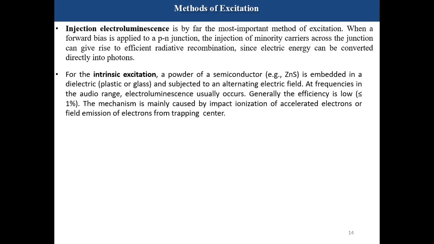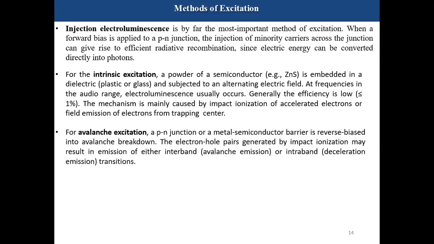For intrinsic excitation, a powder of a semiconductor like zinc sulfide is embedded in a dielectric, like plastic or glass, and subjected to an alternating electric field at frequencies in the audio range. Electroluminescence usually occurs. Generally the efficiency is low in this kind of mechanism. It's mainly caused by the impact ionization of accelerated electrons and the field emission of electrons from trapping centers.